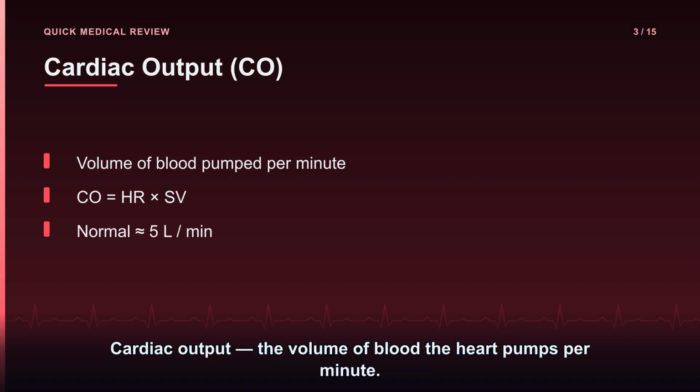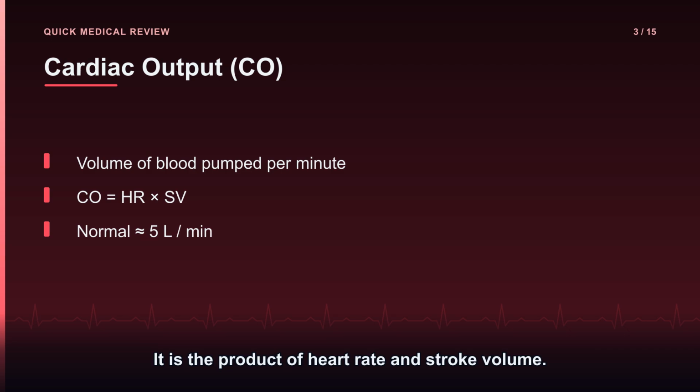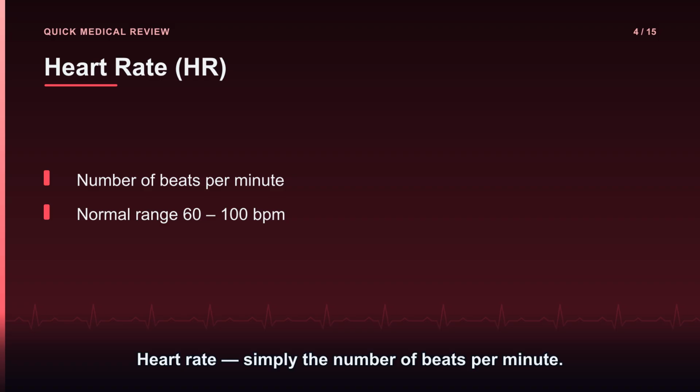Let's break it down. Cardiac output, the volume of blood the heart pumps per minute. It is the product of heart rate and stroke volume. Normal cardiac output is about 5 liters per minute. Heart rate, simply the number of beats per minute. Normal range is 60 to 100.